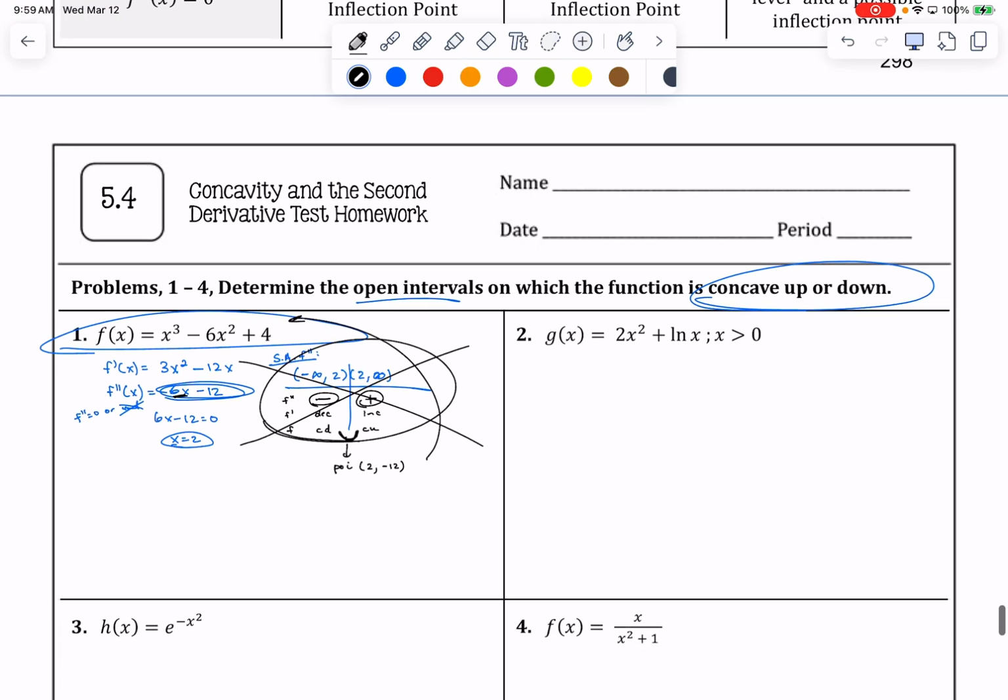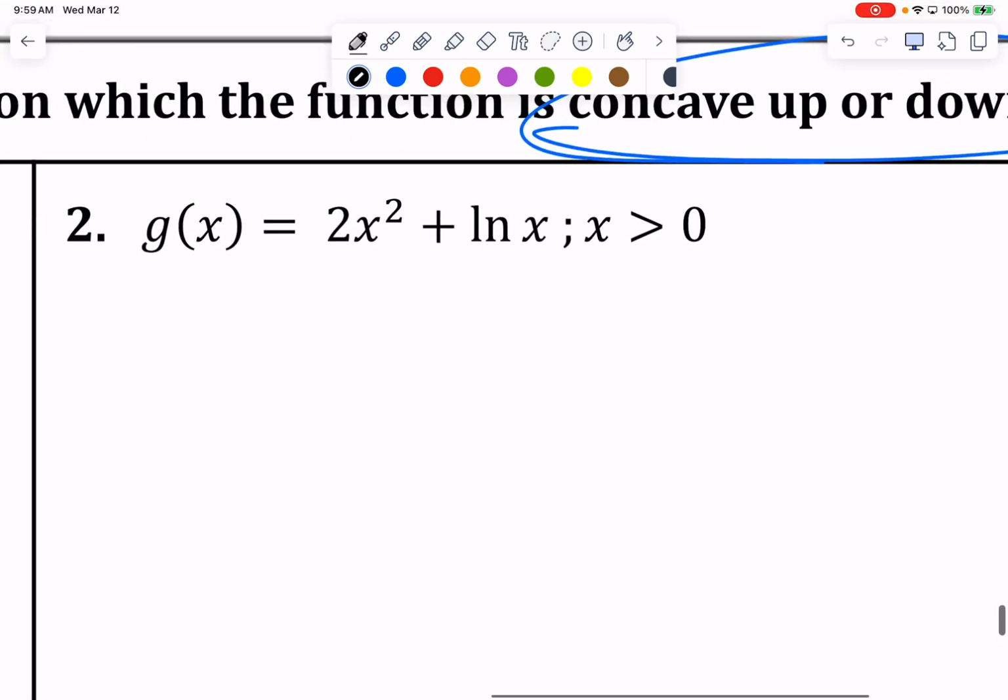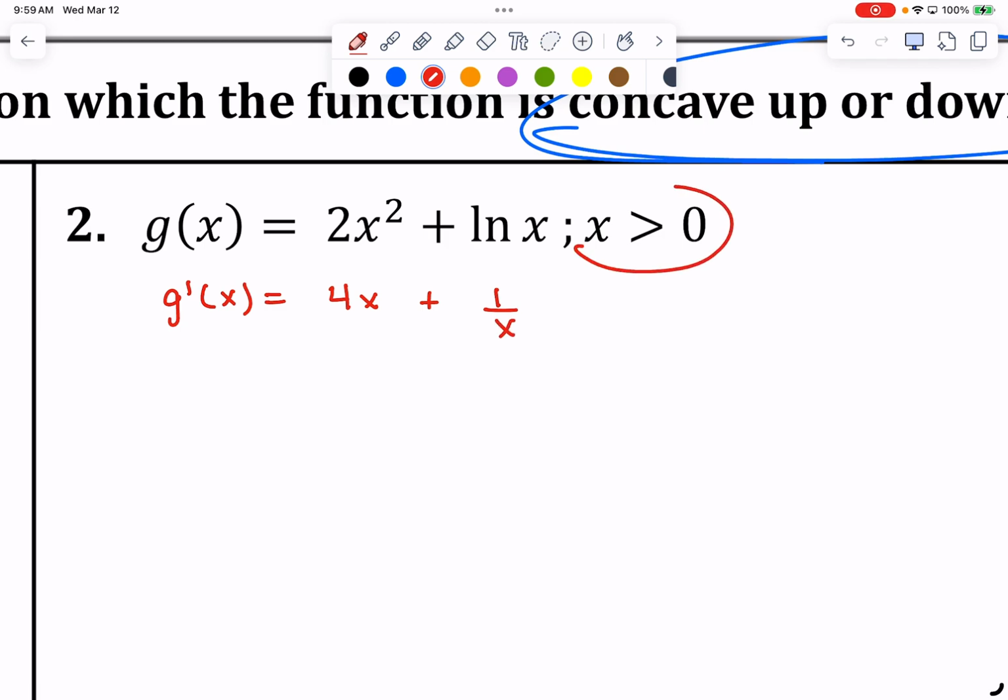All right, here we go. Number 2. That was as slow as I'm going. Are you ready? Okay, I'm going to rip through these so we can get to the longest assignment ever. All right, here we go. G prime of x is going to be equal to 4x plus 1 over x. Why is this stipulation there?